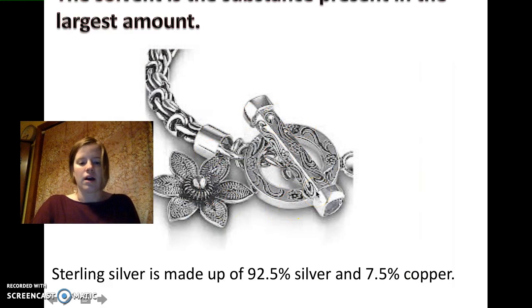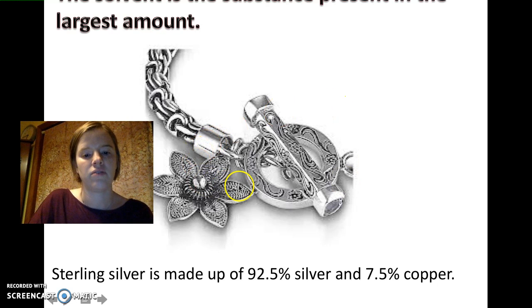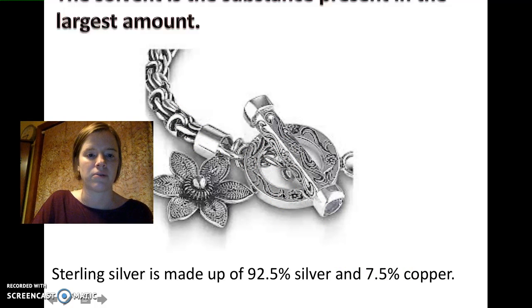So again, we are not always just talking about liquids when we talk about solutions. In this case, you've got some jewelry, and sterling silver is 92.5% silver and 7.5% copper. So there's a little bit of copper mixed in a sterling silver piece of jewelry. So this is considered a solution, and the copper would be the solute because it's in a lesser amount. The solvent would be the silver.